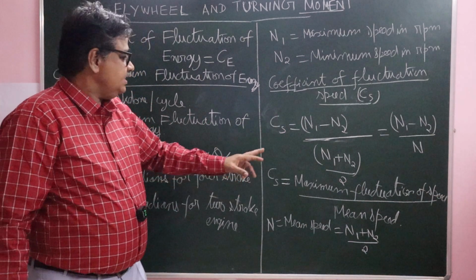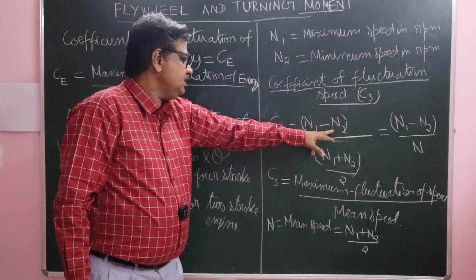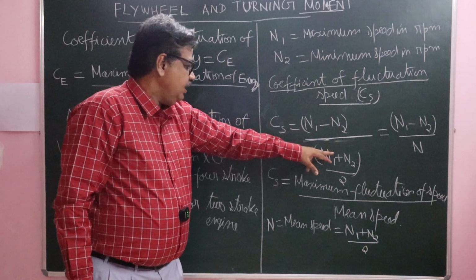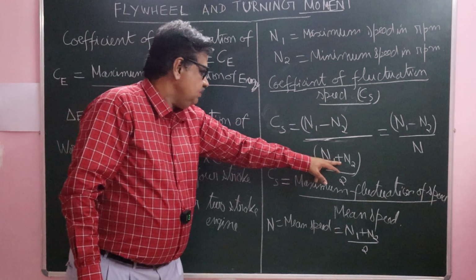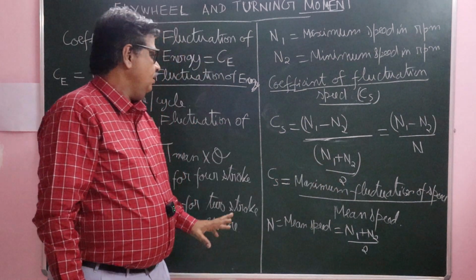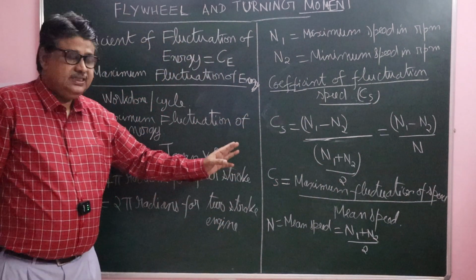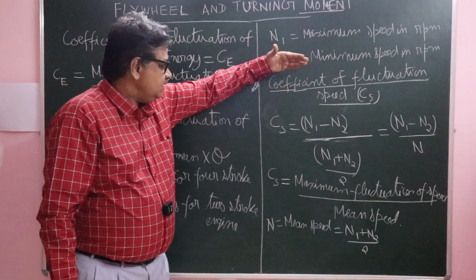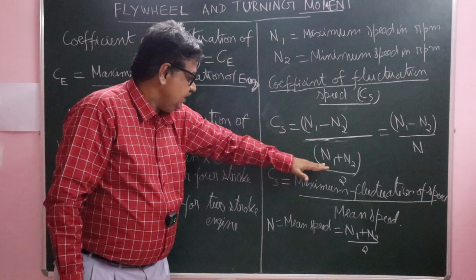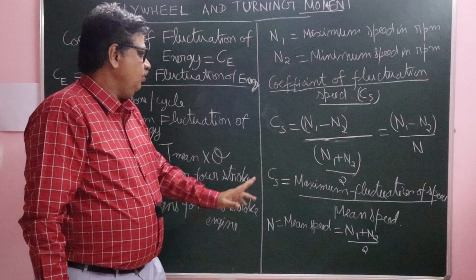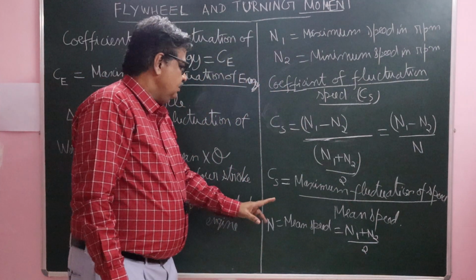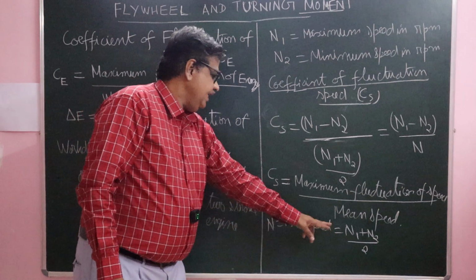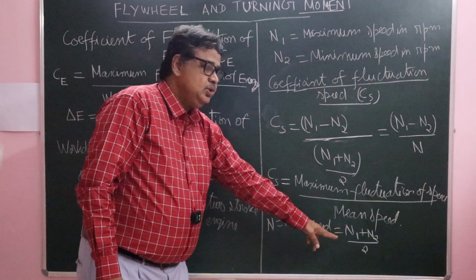Maximum fluctuation of speed is maximum speed minus minimum speed. Divide by the mean speed, which is maximum speed plus minimum speed divided by 2. Therefore, coefficient of fluctuation of speed, CS, is equal to maximum fluctuation of speed divided by the mean speed. Therefore, N1 minus N2 divided by N, where N is equal to the mean speed, N1 plus N2 by 2.